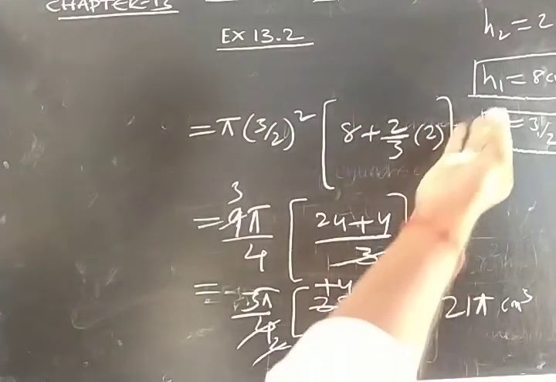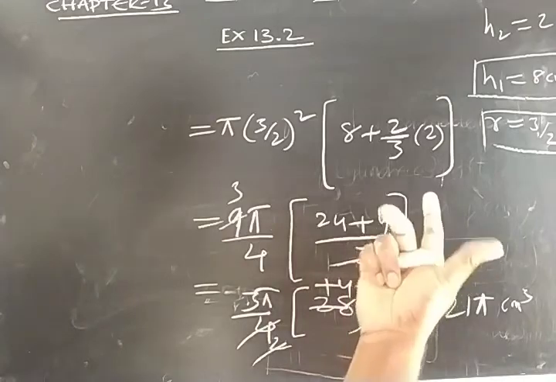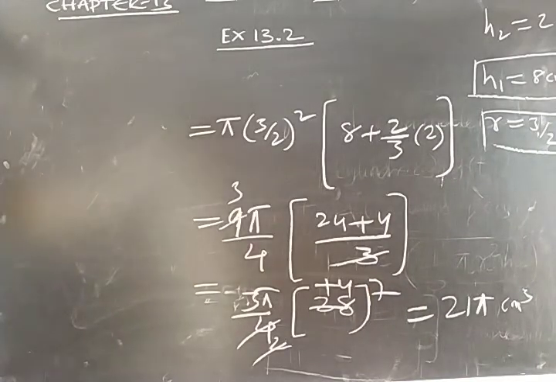Okay, so here the height of the cone is different, and the height of the cylindrical part is also different. We have the total model length, so from that we have found h1, which is the height of the cylindrical part. Okay, in a similar way you can solve the remaining problems also.